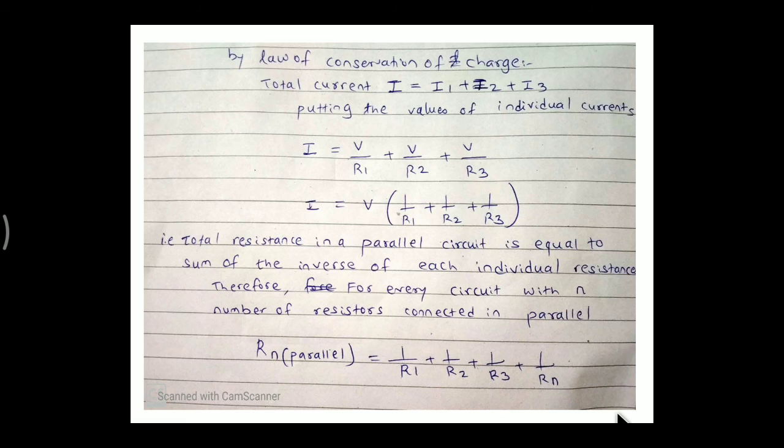So in this way a formula is derived, that is the effective resistance in the parallel condition: 1 upon R is equal to 1 upon R1 plus 1 upon R2 plus 1 upon R3 plus ... 1 upon Rn. In this way a formula is derived here. So here the law of conservation of charge is applicable, that is the total current in the circuit should always remain constant. Here it should be noted that each of the resistances will experience the same voltage.